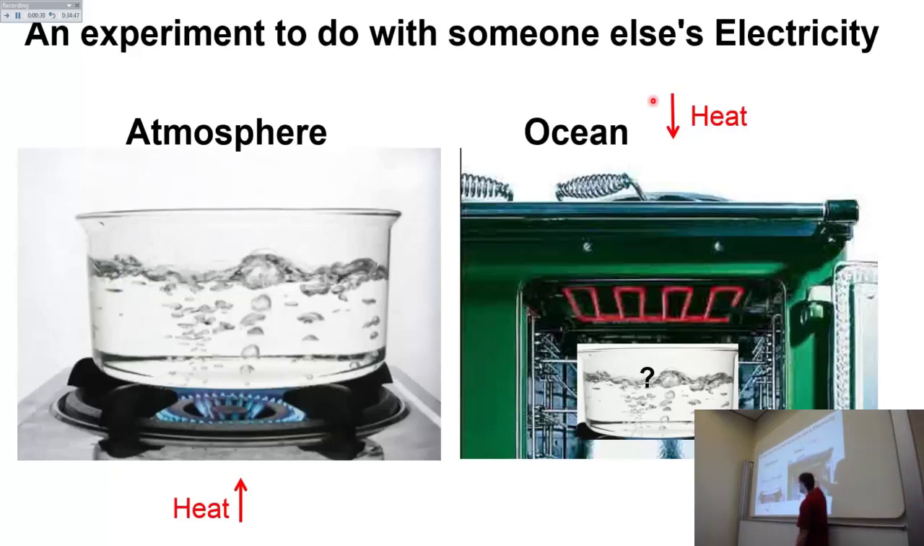Whereas if you put it under the grill, if you try to boil water under the grill, it will never boil, because all that happens is the surface layer of water heats up. And because warm water is less dense than cold water, that layer of warm water stays at the top and evaporates. I mean, it does get to 100 degrees C, and it evaporates.